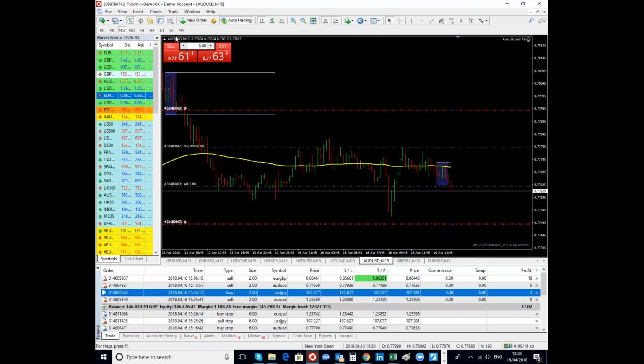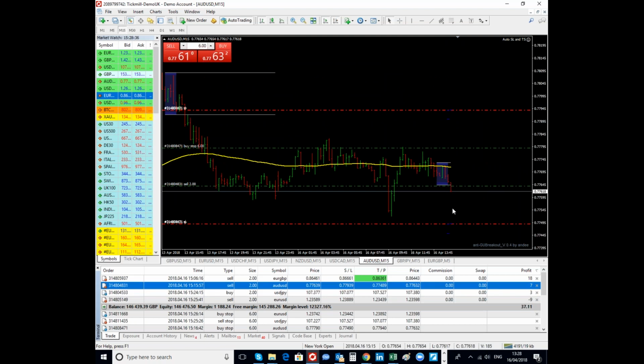Look, you see, this here is Aussie dollar, yeah? AUD, USD. See, starting to push down again. Carrying on with the breakout.